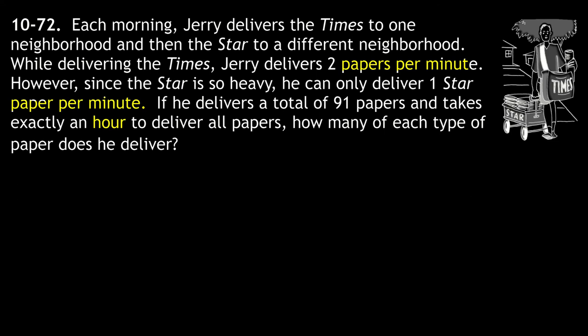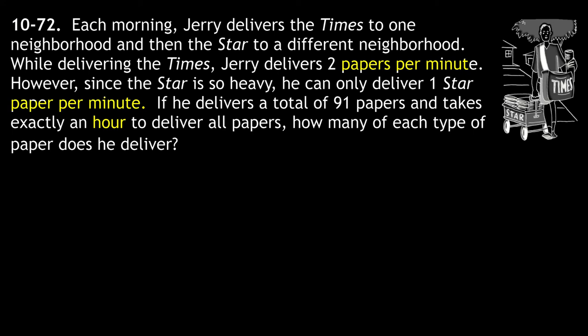Each morning, Jared delivers the Times to one neighborhood and then the Star to a different neighborhood. While delivering the Times, Jared delivers 2 papers per minute. However, since the Star is so heavy, he can only deliver 1 Star paper per minute. If he delivers a total of 91 papers and takes exactly an hour to deliver all the papers, how many of each type of paper does he deliver?